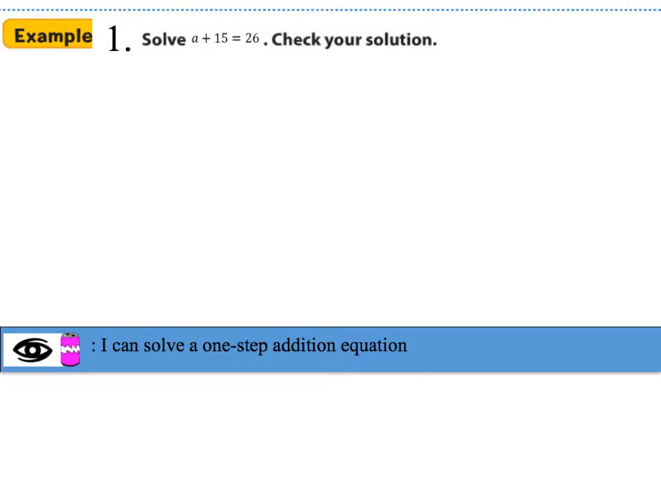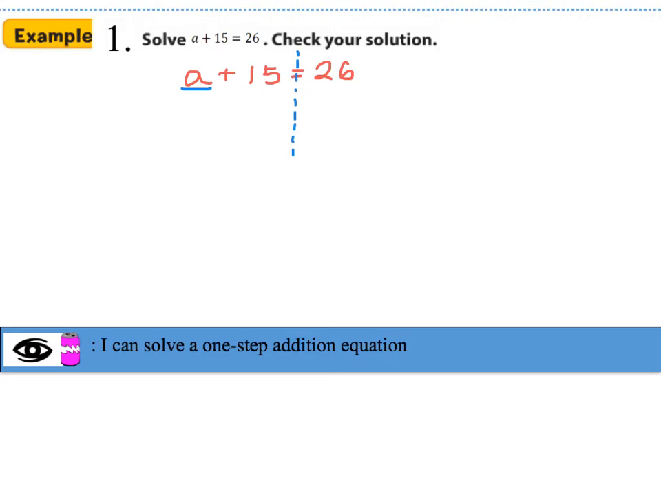Example 1 says solve a plus 15 equals 26. Then it says check your solution. So here's the problem. The first thing I want to do is draw a dashed line down the center of my equal sign because that's going to show where the fulcrum of our equation is. Now we have 2 sides. We have one side that has a variable and one side that does not. Let's always start on the side that has a variable. And the goal is to get the variable, or a, all by itself.